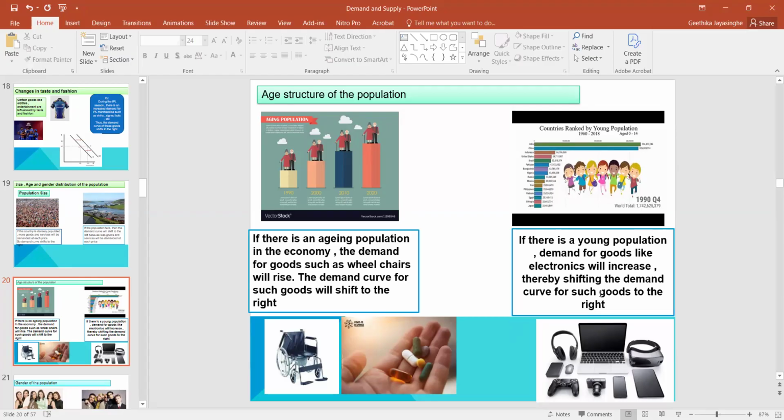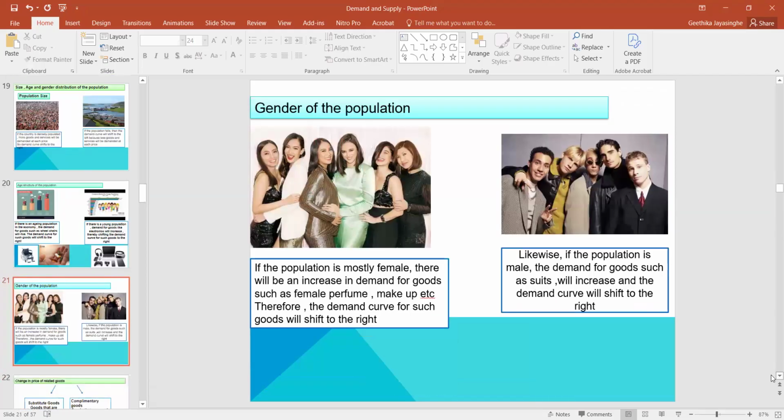Right, so you can see the demand for electronics will shift to the right side because we are facing a different kind of population, a young population. So when you get a question, you have to be practical and see how things go. The gender of the population also matters, isn't it? If you find more ladies, then you have to produce more items related to females.